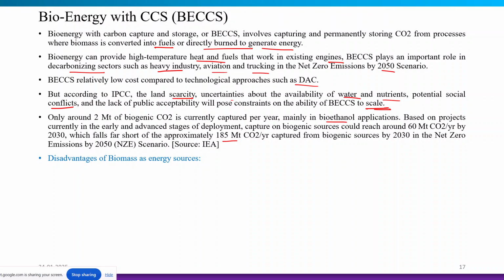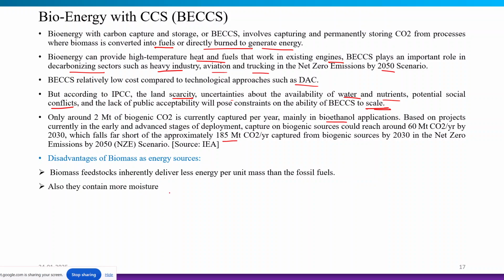So I will now discuss the disadvantages when you are using biomass as an energy source, because these are the challenges you will face when you are processing biomass in a biorefinery or on a larger scale. Biomass feedstock inherently delivers less energy per unit mass. That means less energy density than fossil fuels.